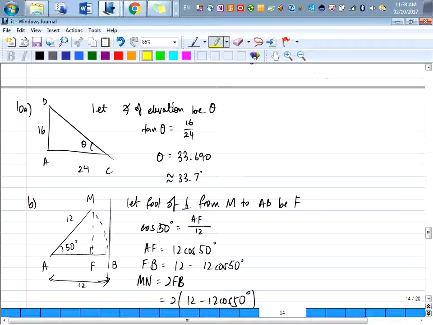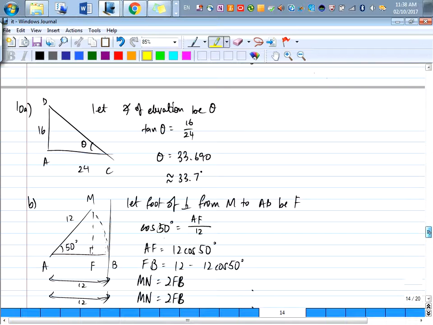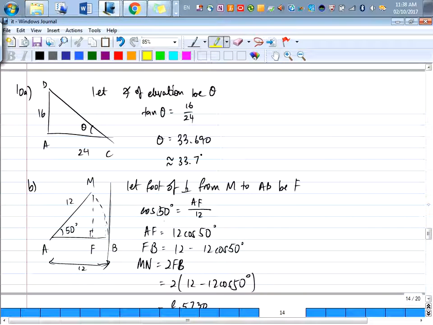Roderick, you managed to do it? Which part? Ipin, you keep quiet first. Yes? B. 10B. Wait. Somebody ask for B first.